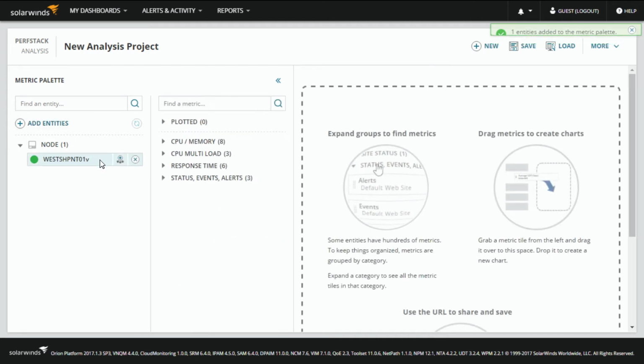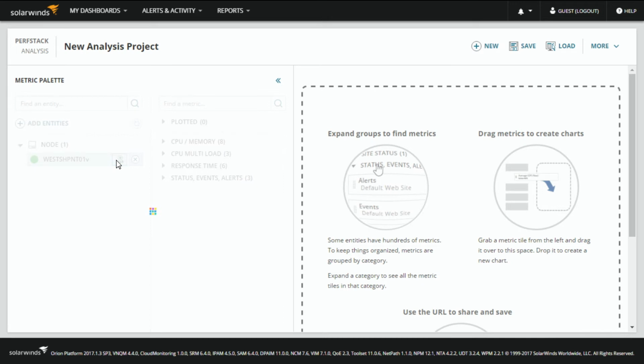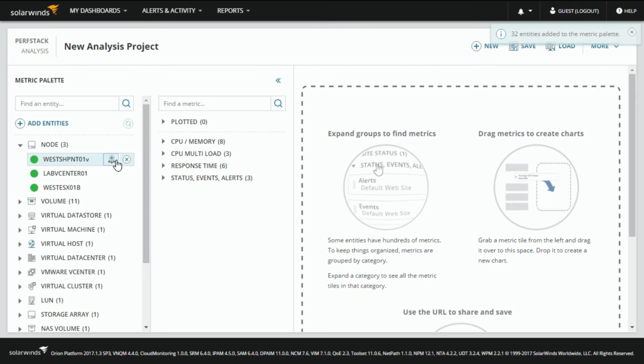That's great. So I've got my node here, I've got some data, but I know I want to look at all of the data, so I'm going to click this Add Related Entities. This will bring in data sets from all sorts, like the node's interfaces, not just the node, NetFlow, all sorts of information about that, like everything we know about that node.